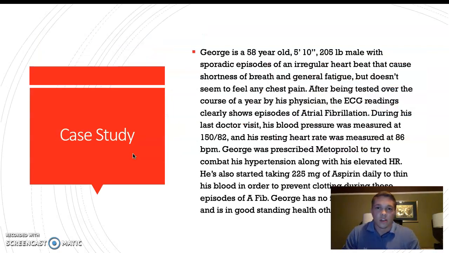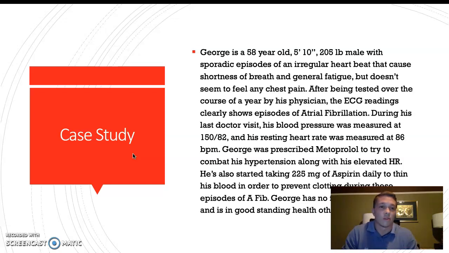So here we have our case study. We have George, who is a 58-year-old, 5'10", 205-pound male with sporadic episodes of an irregular heartbeat that cause shortness of breath and general fatigue, but doesn't seem to feel any chest pain. After being tested over the course of a year by his physician, the ECG readings clearly show episodes of atrial fibrillation. During his last doctor visit, his blood pressure was measured at 150/82, and his resting heart rate was measured at 86 beats per minute.